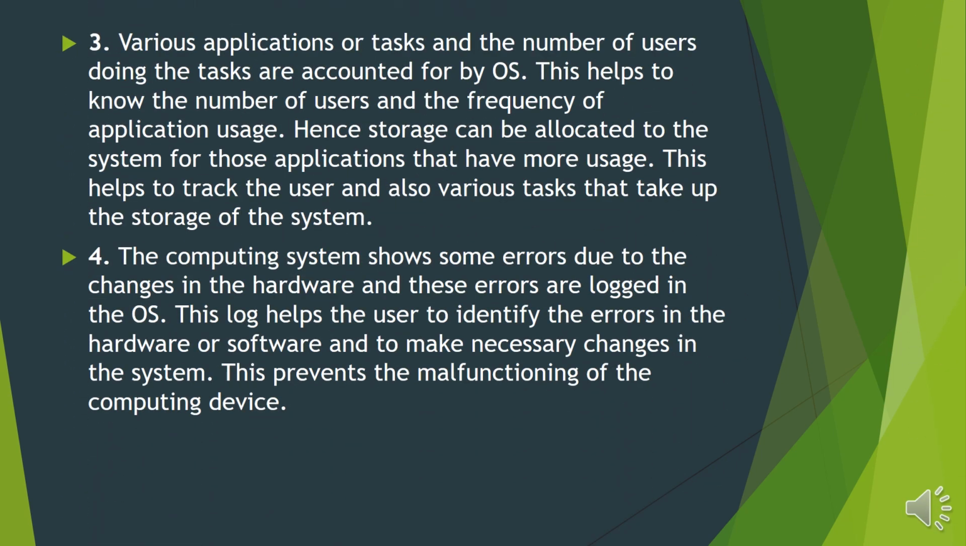Now, applications or tasks and the number of users doing the task are accounted by the operating system. This helps to know the number of users and the frequency of application usage. Hence, storage can be allocated to the system for those applications that have more usage. This helps to track the user and also various tasks that take up the storage of the system.